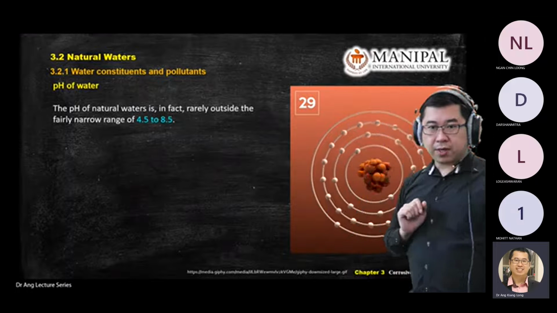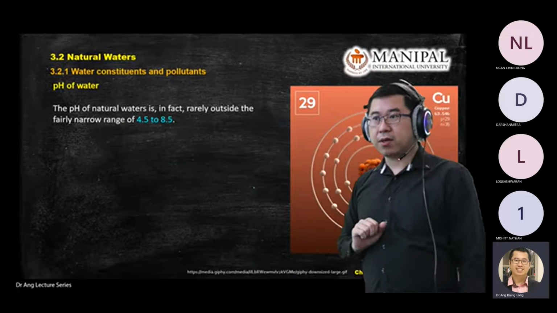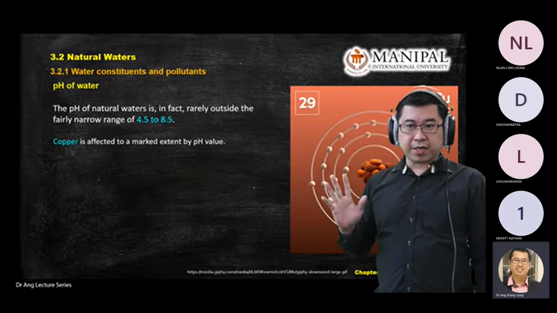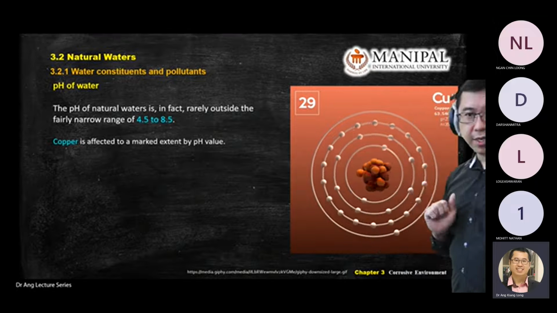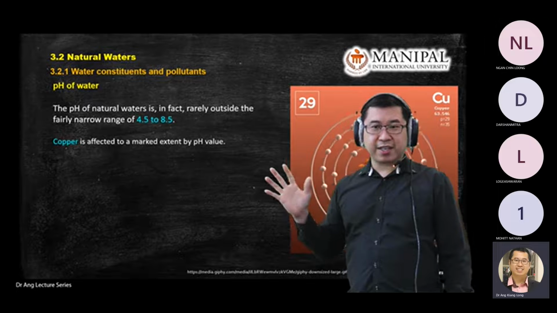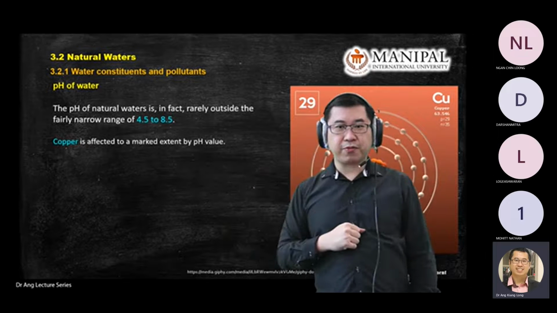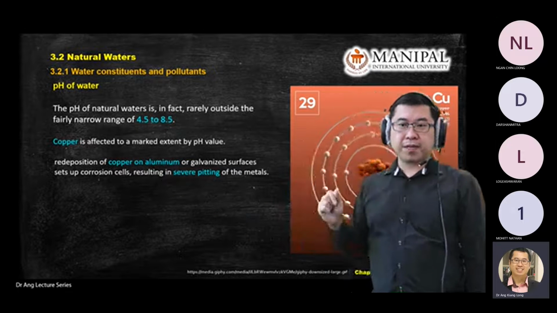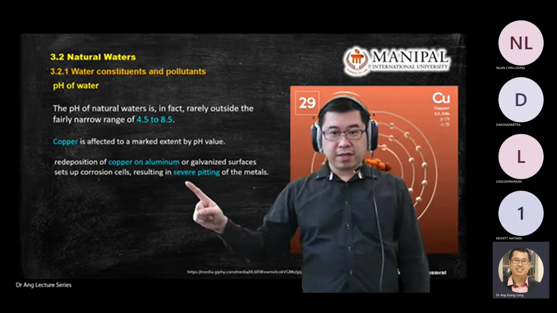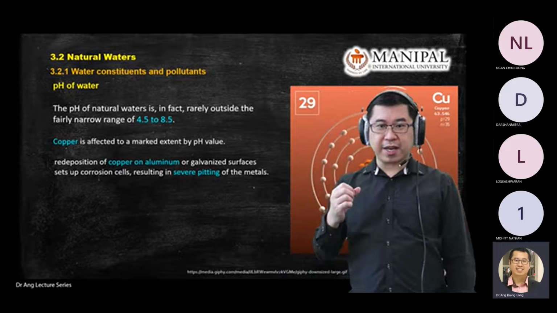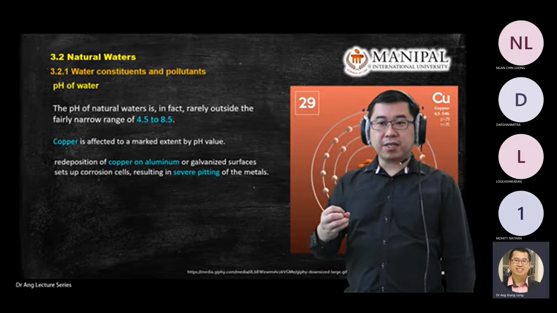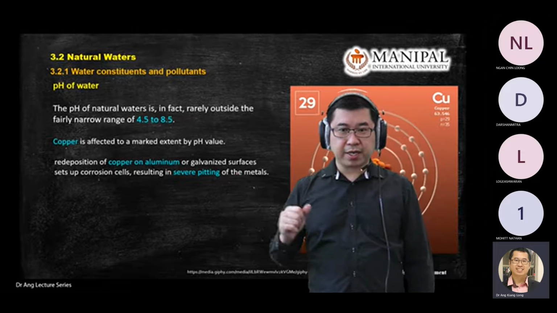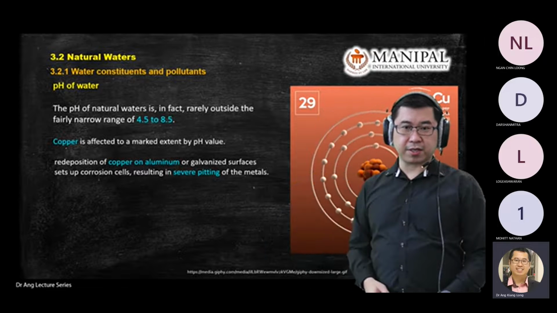Now I'm going to introduce one chemical member called copper. Copper is a member that is very interesting in changing the pH value of your water. So if you use a copper pipe, there is a very high chance you will have pitting corrosion there. If you do not do any maintenance or any protection on the surface of the copper pipe, then you will have pitting happening on the metal itself.